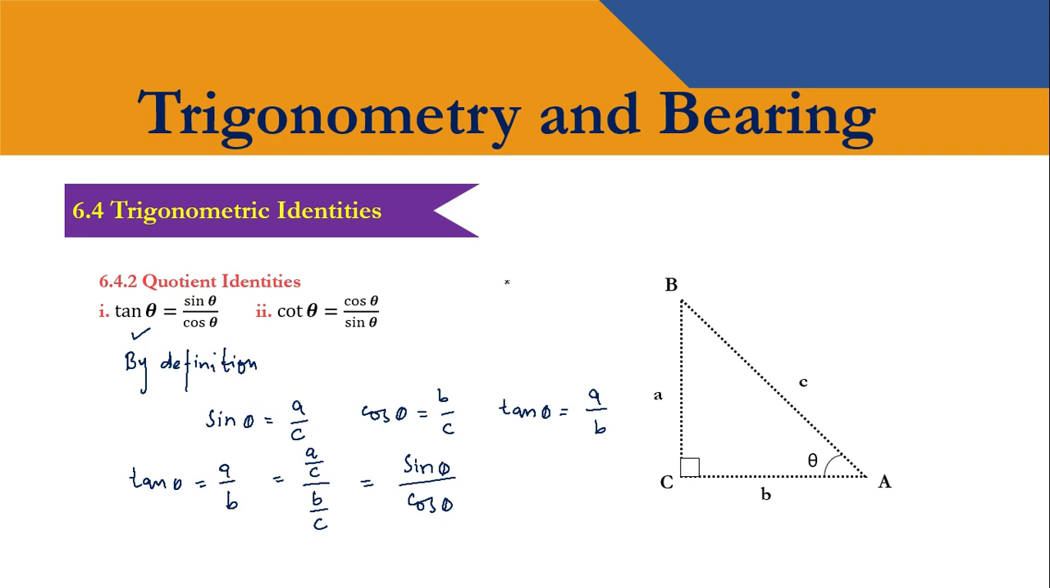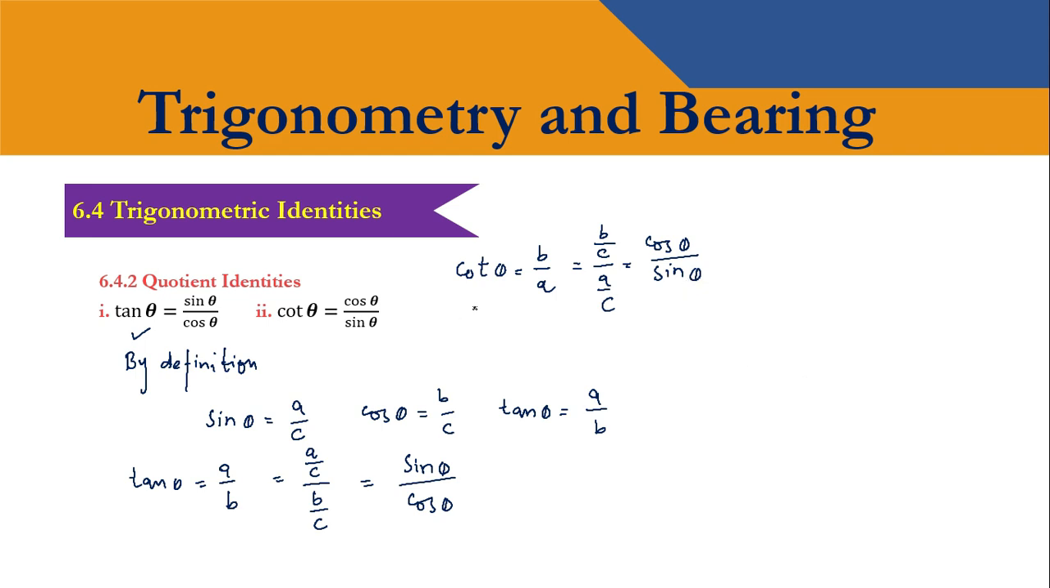So similarly, you can prove the next identity. How? By definition, cot theta is equal to B divided by A. Now divide the numerator and denominator by C: B divided by C and A divided by C. B divided by C is equal to cos theta and A divided by C is equal to sine theta. So hence the second trigonometric identity is proved here.